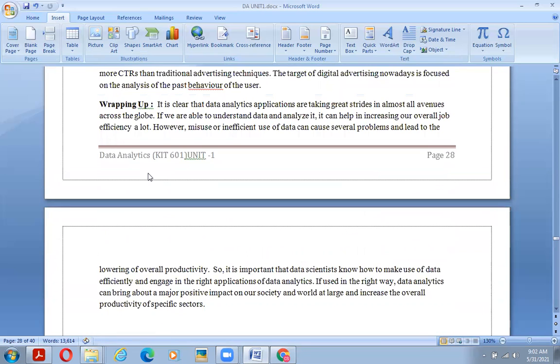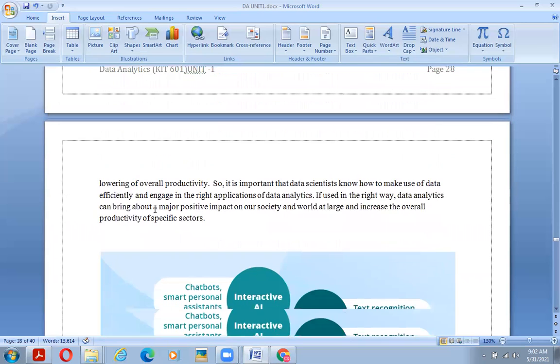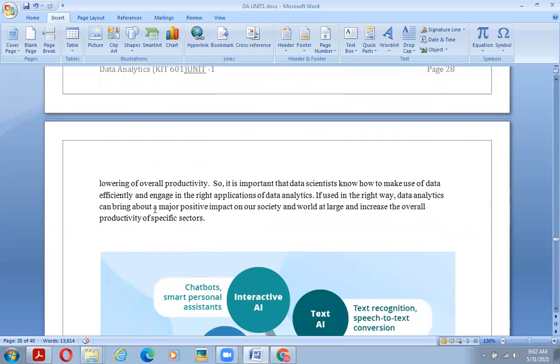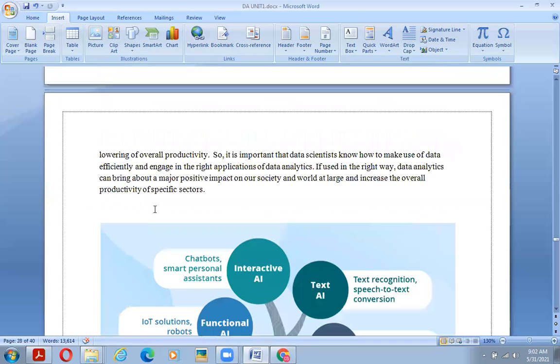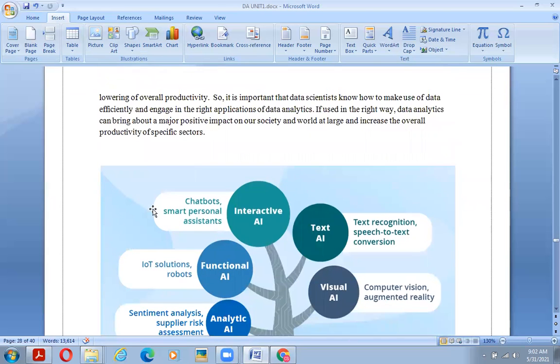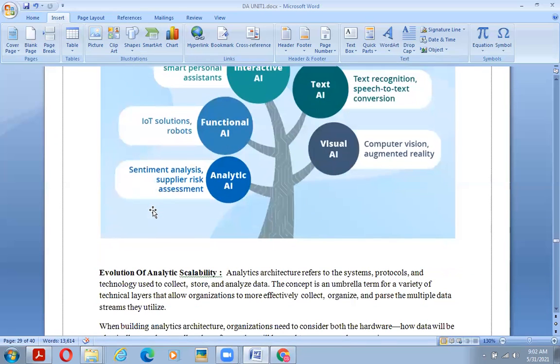So in wrapping up, we can say that it is clear that with data analysis applications we are able to understand data, analyze it, and gain efficiency a lot. Misuse and inefficient use of data can cause problems related to productivity. It is important that data scientists know how to use the data efficiently and engage in the right application of data analytics. If you use the right data, it has a more positive impact on our society, and that is what it allows us to do in specific sectors.